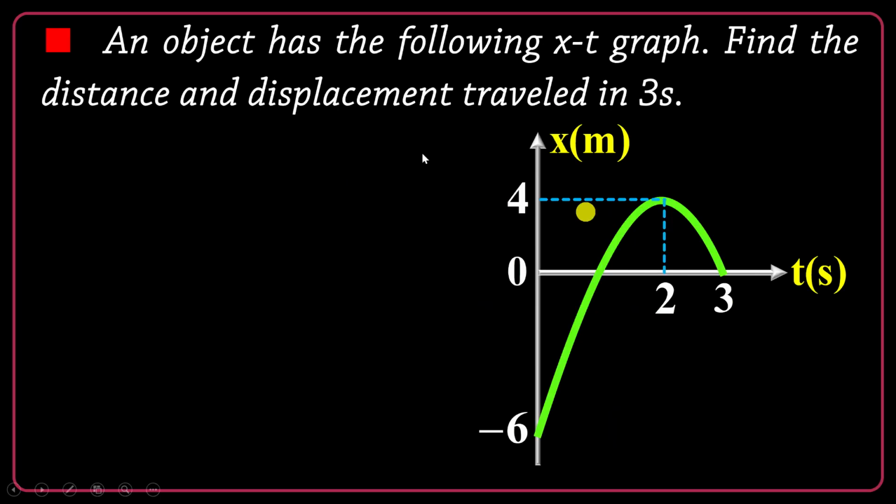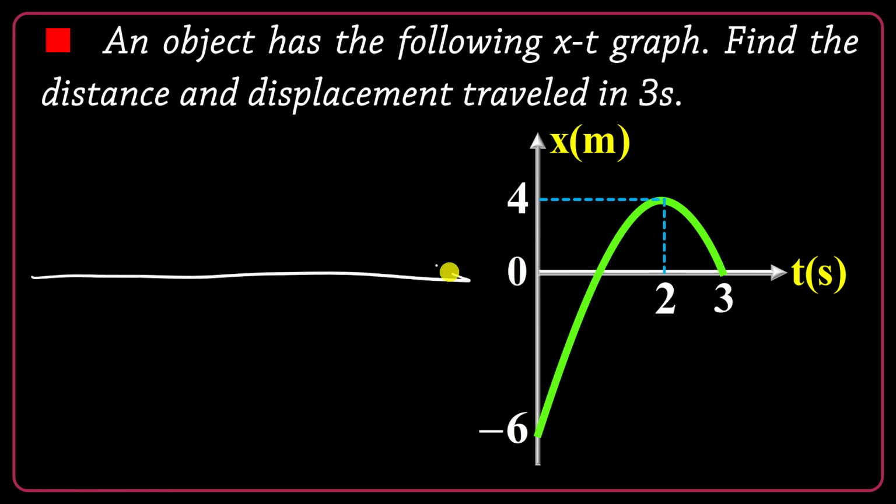Look at this one. An object has the following XT graph. Find the distance and displacement traveled in 3 seconds. Look at this. The object started from x equals -6 and then continued to t equals 2 and x equals 4 and then goes back. So I have a turning point.